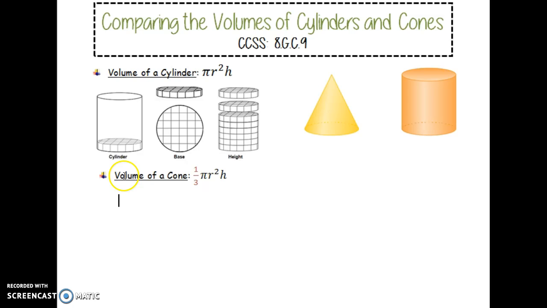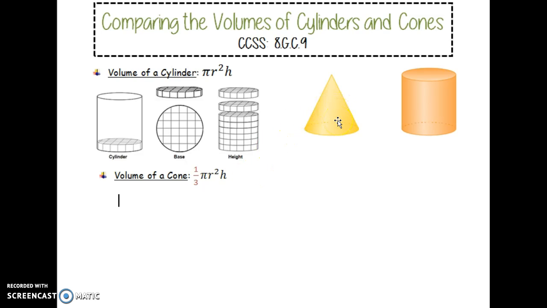Now the volume of a cone we know is 1/3 times pi r squared times the height. Now, what do both of these formulas have in common? Well, they both have pi r squared times the height, which is the volume of a cylinder. But why does a cone have to be multiplied by 1/3? And that's what we're going to discover.